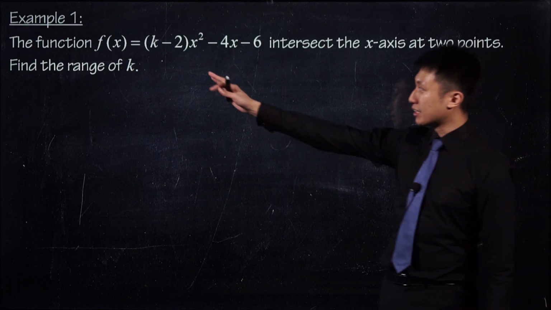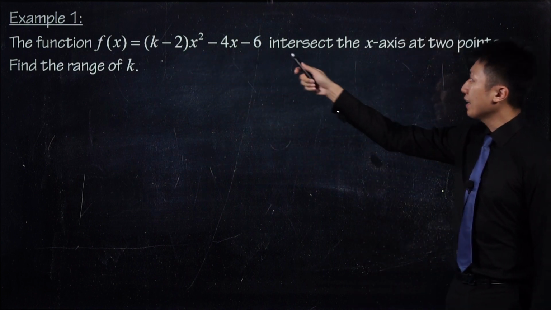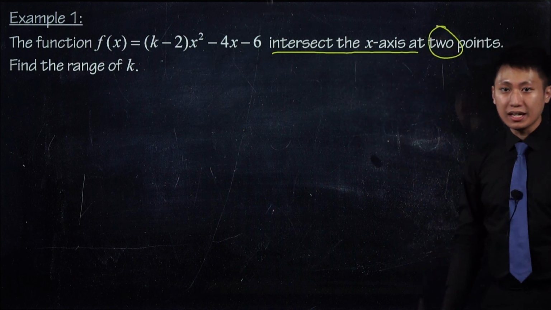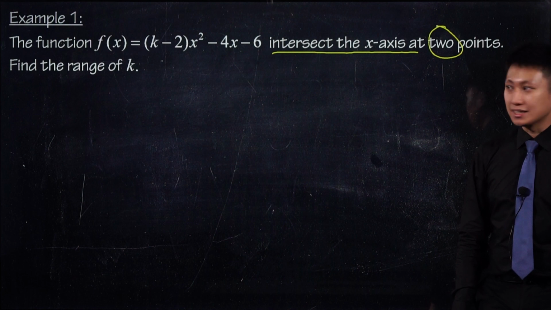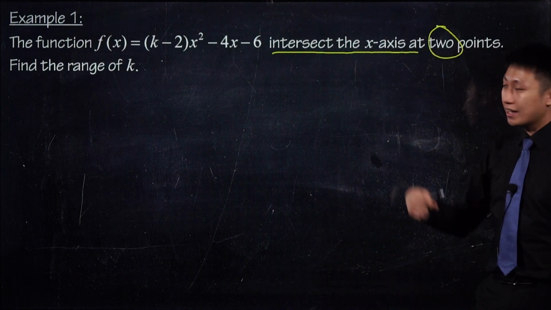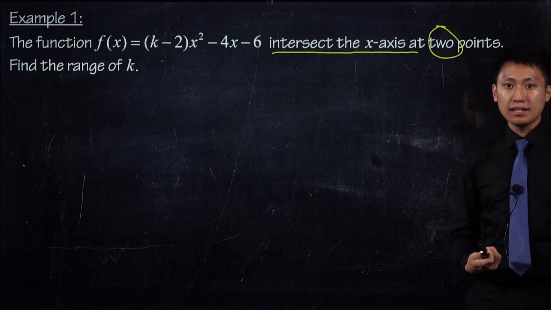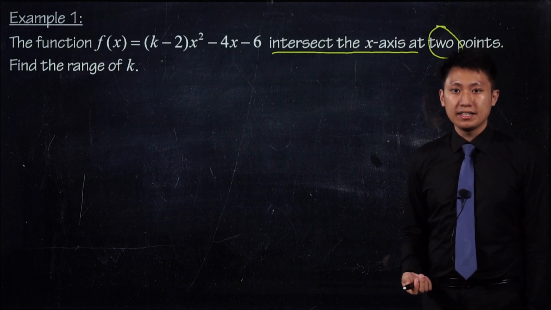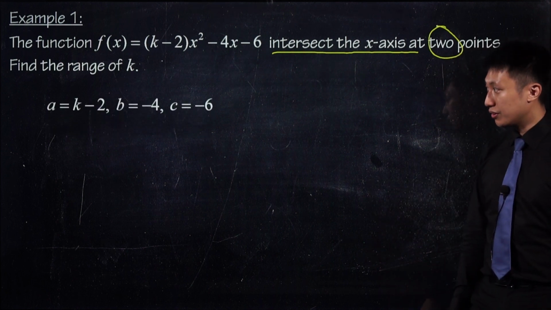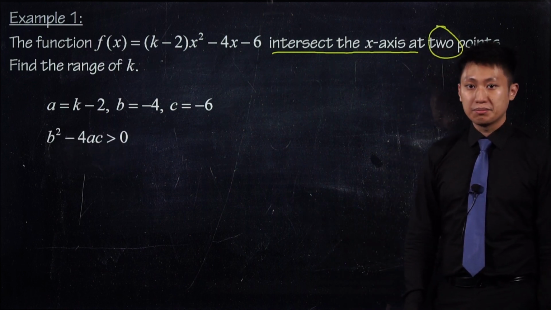So you're given f(x) equals to something with k over there. Then it intersects the x-axis at 2 points. Okay, so it's a hint. And find the range of k. So intersect the x-axis at 2 points, what does it mean? It means that b squared minus 4ac is bigger than 0. So you have your a, b, c, I write it down properly. So b squared minus 4ac is bigger than 0.